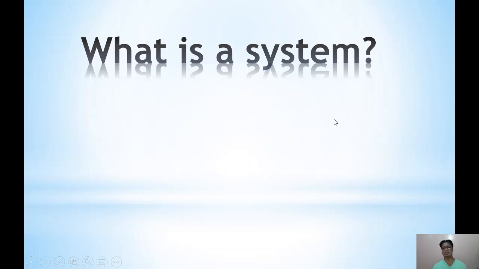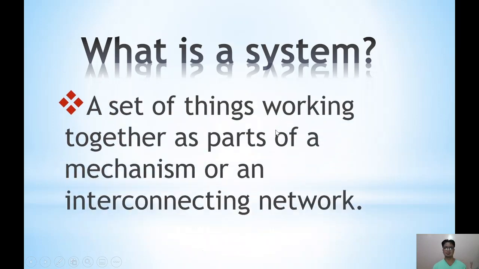Now, we have here now the first question. What is a system? If we will be talking about a system, kailangan alam natin ano ba yung tinatawag po nating system. Kasi kanina pa tayo, yung topic natin, system of linear equation. And then, hindi natin alam yung system. So, first question, what is a system? A system is a set of things working together as parts of a mechanism or an interconnecting network.